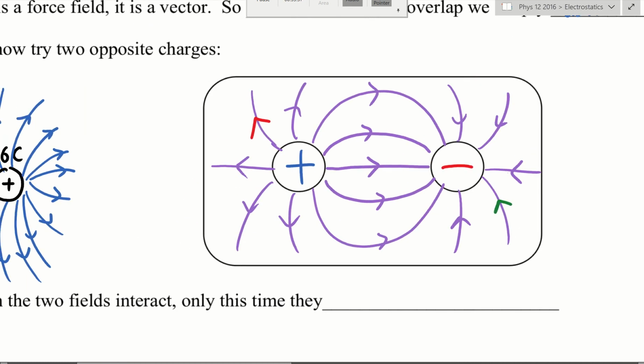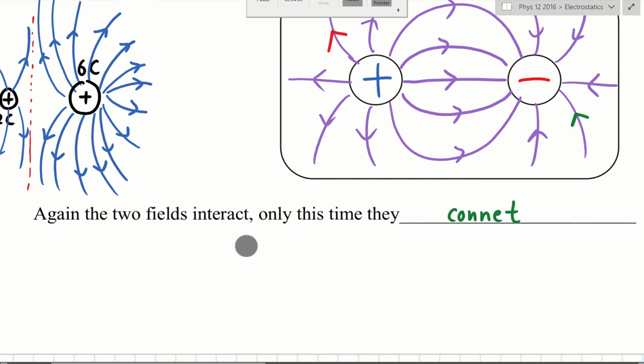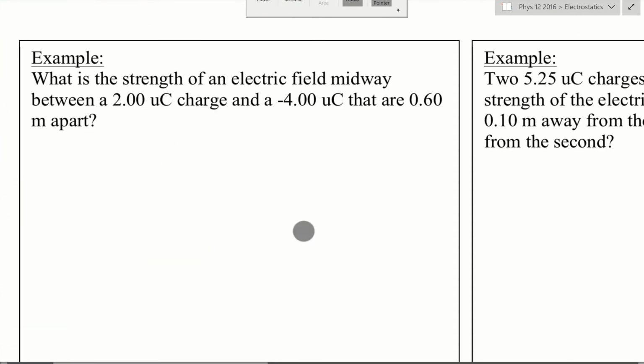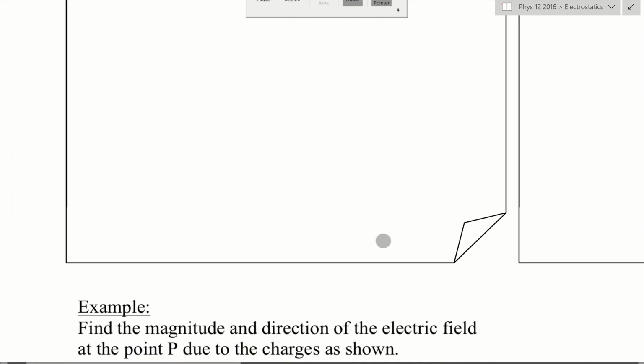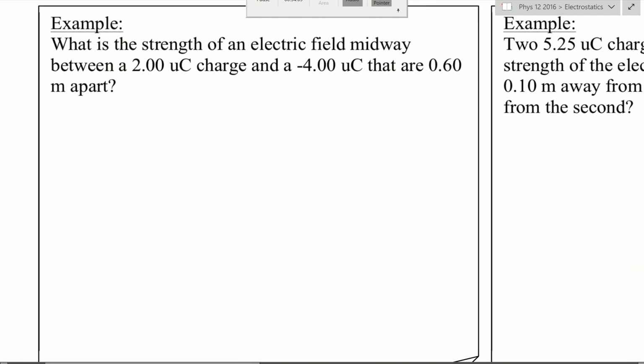So with opposite charges, the two field lines interact, only this time they connect to each other. The field lines look like they're connecting to each other, which is that picture. Okay, so we're going to do two easy and one slightly hard question with the equation, and then that's it. The first two are easy, the last one in here with two charges is slightly hard. So let's do the easy one first really quickly, only a few minutes.